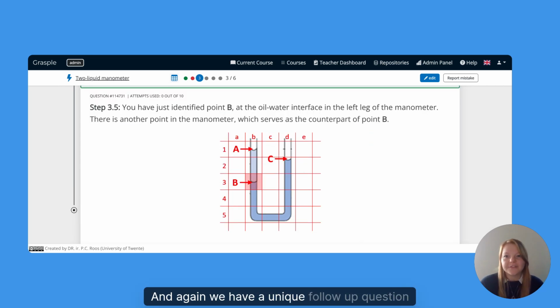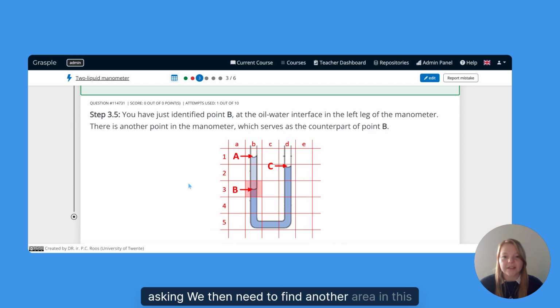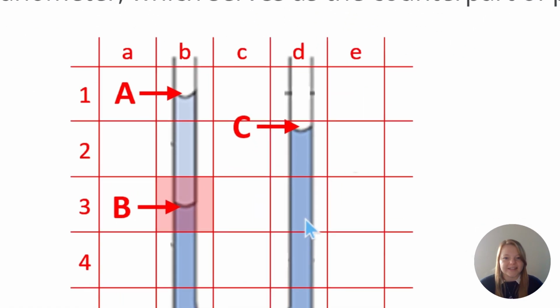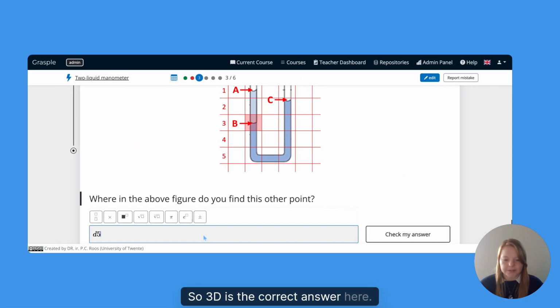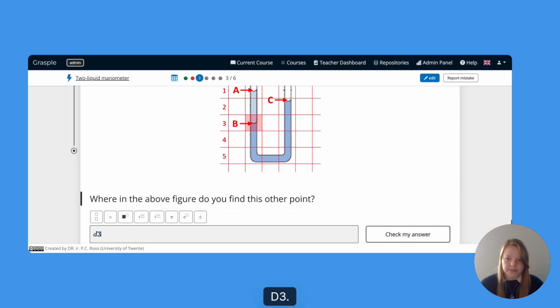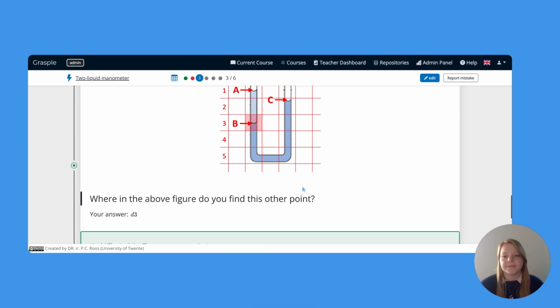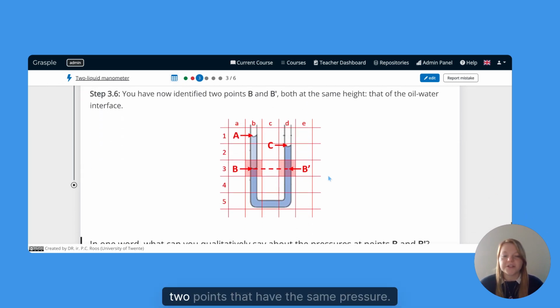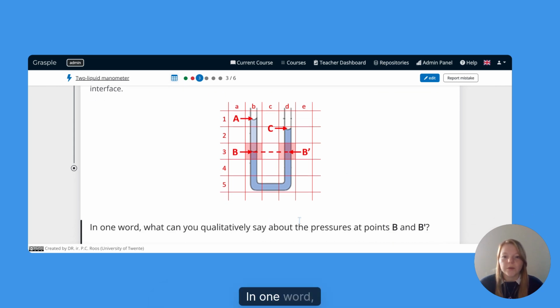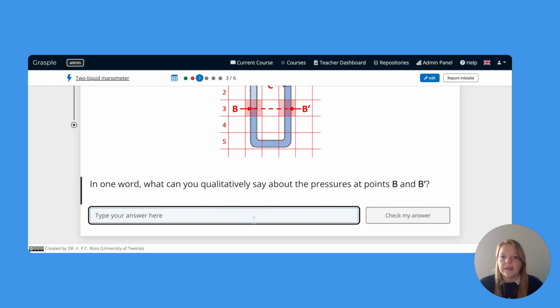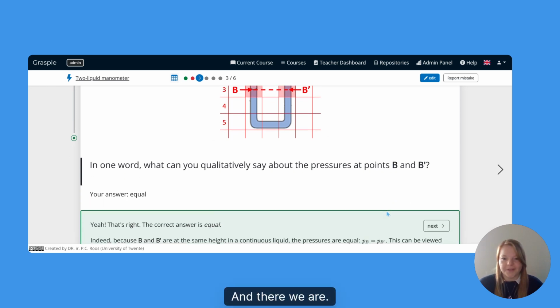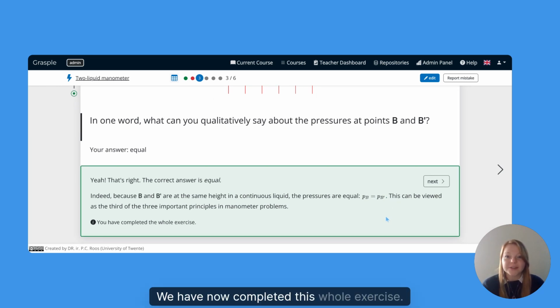And again, we have a unique follow-up question. We then need to find another area in this problem that has the same properties as point B. I know that it is the direct opposite point on the tube, so D3 is the correct answer here. D3. Great. We have now identified 2 points that have the same pressure. In one word, what can we say about the pressures at point B and B1? They are equal. And there we are. We have now completed this whole exercise.